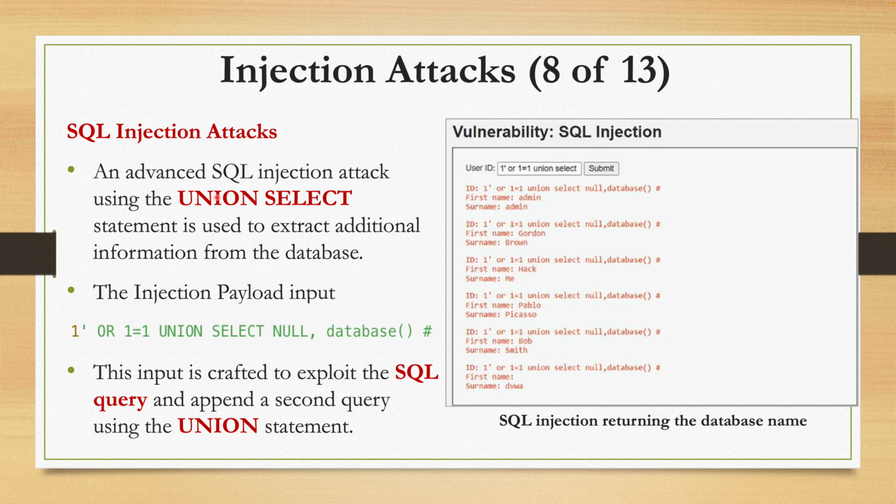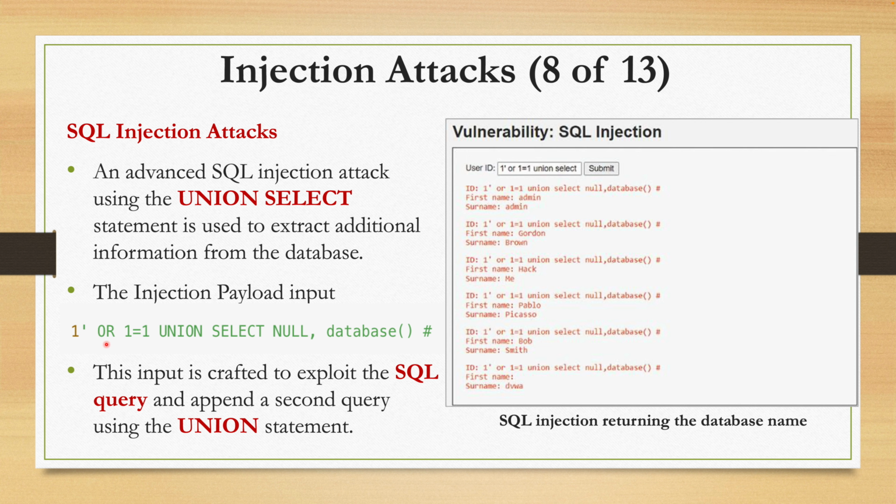Now, we have another one here, an advanced SQL injection attack using UNION SELECT. This statement is used to extract additional information from the database. So here's the payload. You enter the payload here, you submit, and you get this screen over here. Let's explain the payload. The first part, the single quote, closes the first part of the existing SQL query, ending the current value being passed to the query.